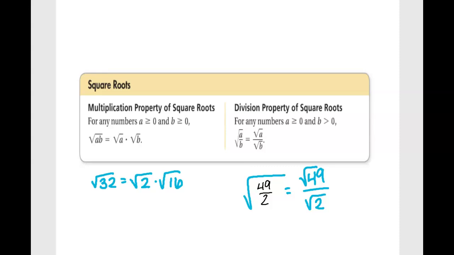We use the properties of multiplication and division to simplify square roots. They can be used interchangeably, meaning you can take two numbers multiplied together to get a bigger number, or you can take one big number and break it down into two smaller numbers. Give you a minute to copy that down.